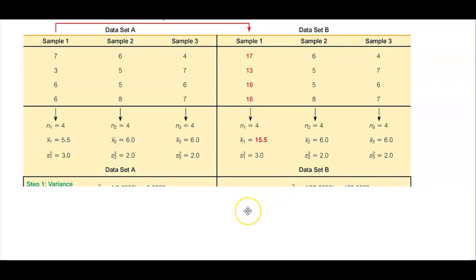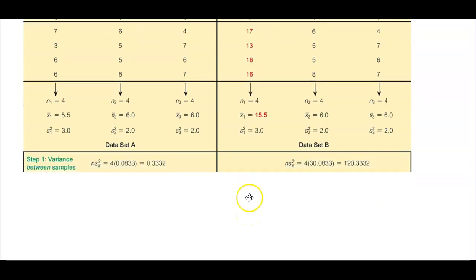Okay, now for dataset A and dataset B, if we want to find the variance between samples, we would take the sample size and then multiply it by the sample variance of the sample means. Okay, so therefore we're going to take 4 and multiply that by 0.0833. So how do we get these numbers? We know that n is 4 from the sample size. Now we need to find the sample variances of all three of these means.